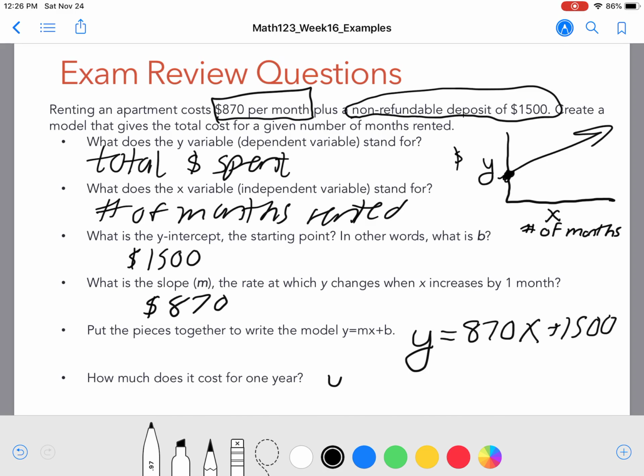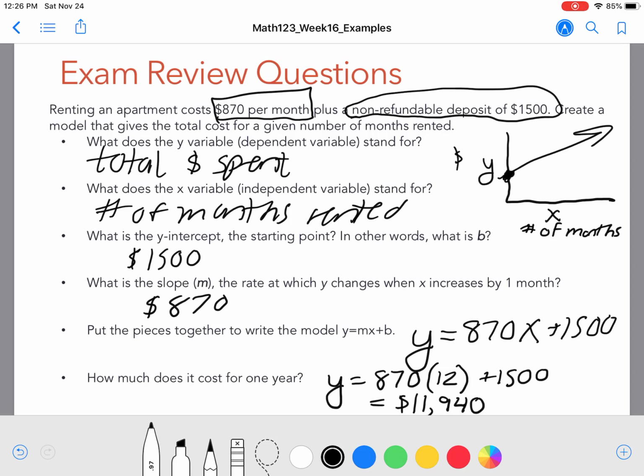And then what does it cost for 1 year? Well, if we carefully plug in our value, I don't know what y is, that's what I'm trying to find. X, though, is number of months. 1 year is going to be 12 months. So I'm going to multiply my monthly rate by 12. And then I'm going to add on that $1,500 that I have to pay. And that should give me my total amount. So I have 870 times 12, that's my monthly rent, plus the $1,500 that I had to pay. And that gives me $11,940. Right, so there's my answer there.